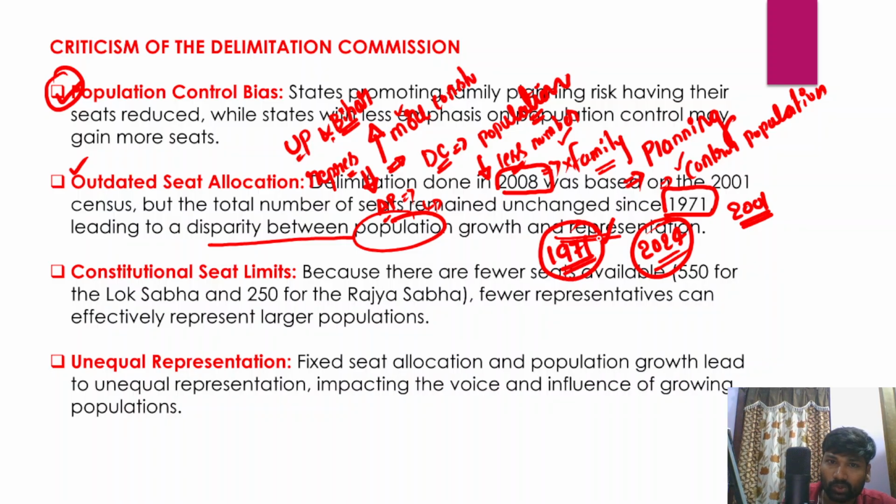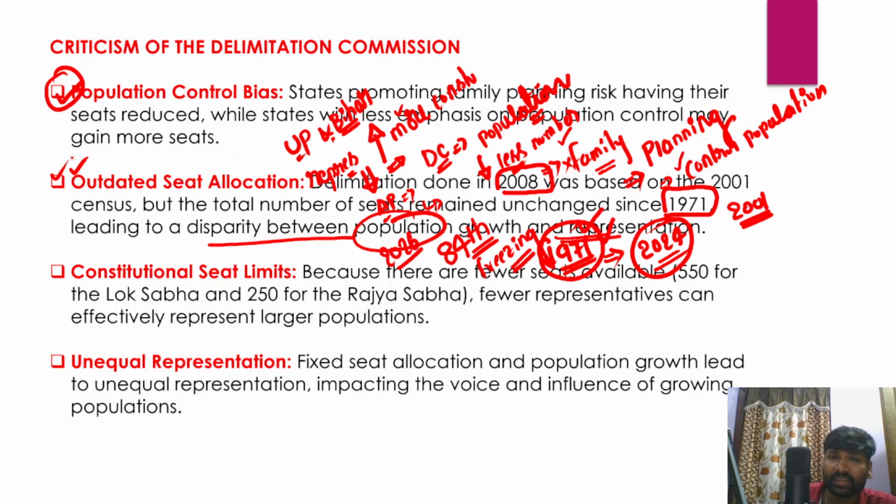We have understood that the 84th Constitutional Amendment Act has frozen increasing constituencies. So there will be no increase or decrease in the constituencies till 2026. Therefore, whatever number of seats we have in the parliament is the very same number we have even after more than 50 years. So it is also criticized for its outdated seat allocation.